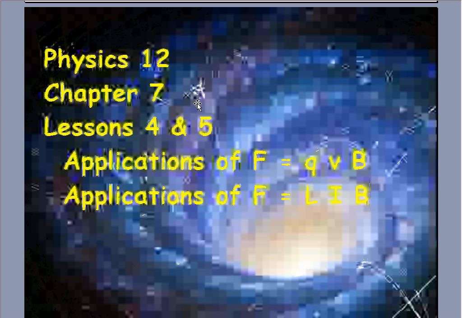So this video is actually the fourth and fifth lessons for Chapter 7 for electricity and magnetism. The two lessons basically go together. It's probably easy just to put them all into one video here. We're going to look at some applications of what you've seen so far over the last couple of lessons. Applications of the force on a charge, QVB, and the force on a current carrying wire, LIB.